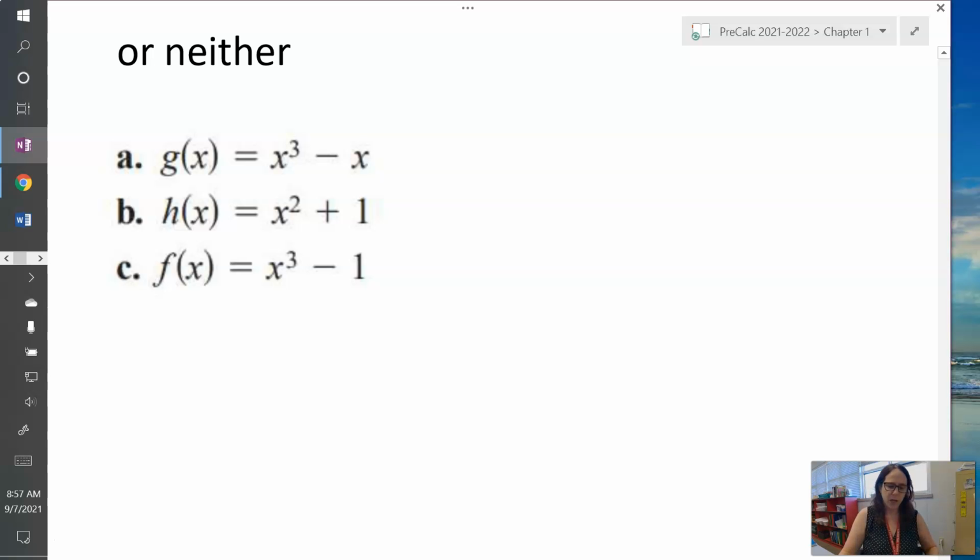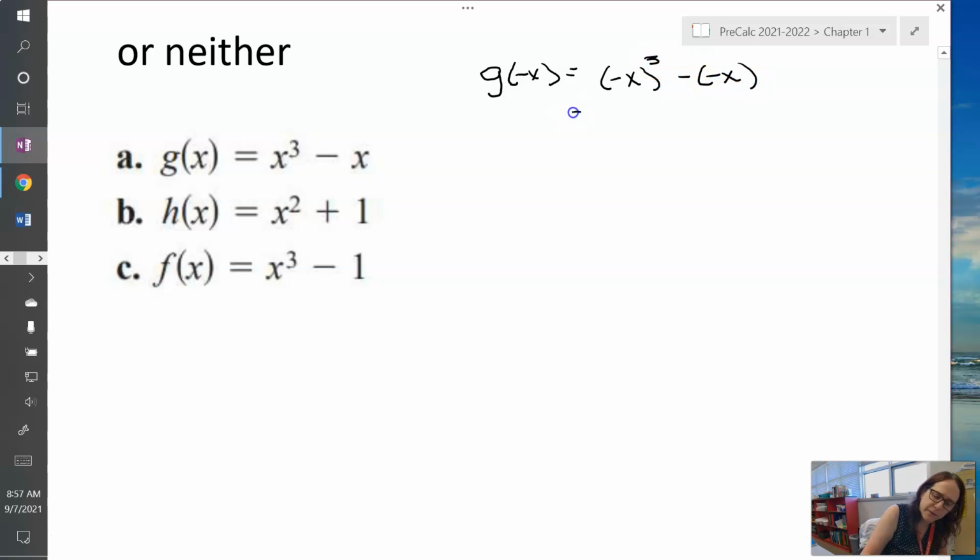So I'm going to plug in for g of x, I'm going to plug in a negative x, I'm going to do g of negative x, and I get a negative x cubed minus negative x. So negative x cubed, it's just going to give me that, because I'm going to have x times x times x, there's my x cubed, negative times negative times negative. That's an odd number of negatives, so your answer is going to be negative. And then minus a negative x is a plus x. So that's my g of negative x.